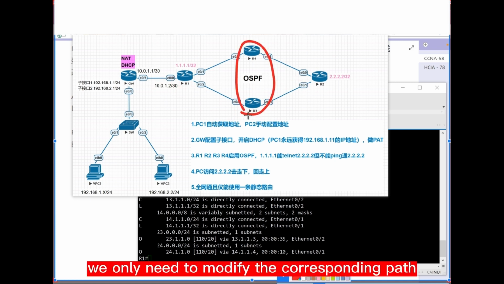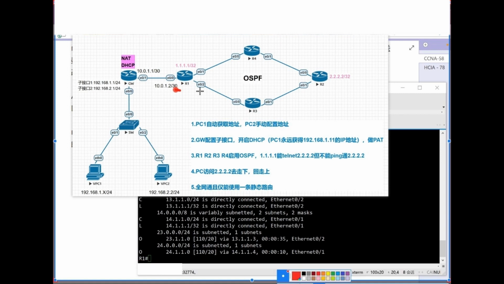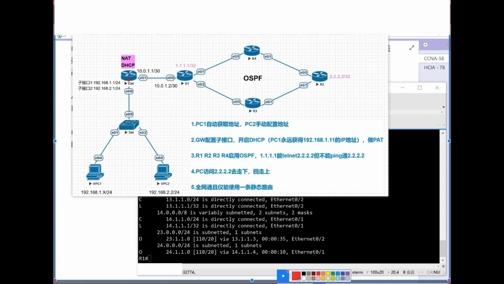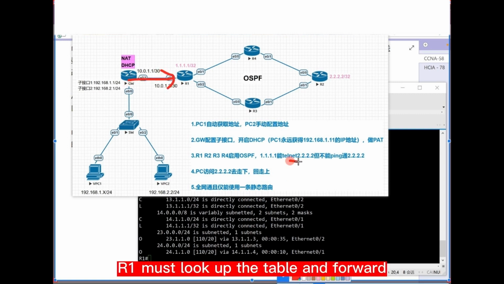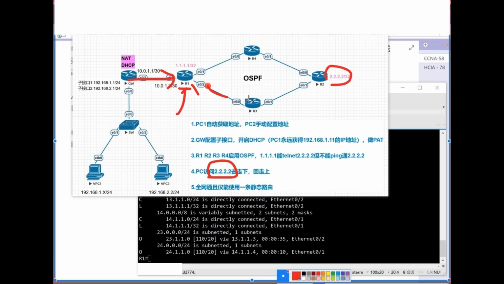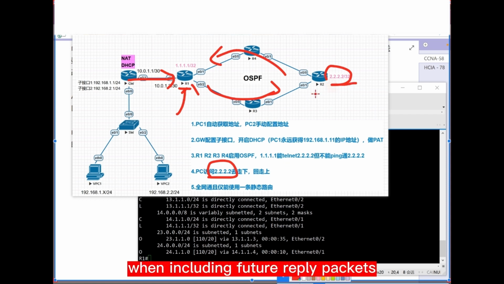We only need to modify the corresponding path. We can look at its routing table on R1. In short, no matter whose traffic goes to R1, R1 must look up the table and forward. Just go to visit 2.2 now. In fact, it looks at its routing table. So it looks at the current table. When going to 2.2, does it go down or up? When including future reply packets, does it go up or down?